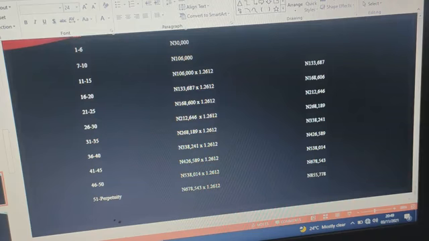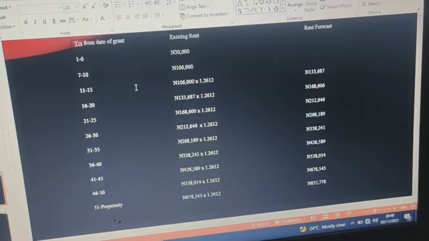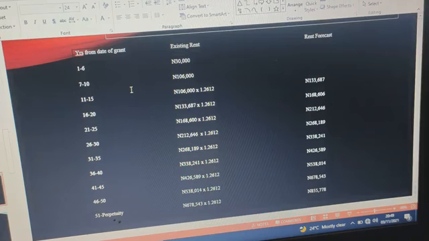Table 1. Years from date of grant, existing rent, forecast. 1 to 6: N30,000. 7 to 10: N106,000. 11 to 15: N106,000 x 1.2612 = N133,687. 16 to 20: N133,687 x 1.2612 = N168,606. 21 to 25: N168,600 x 1.2612 = N212,646. 26 to 30: N212,646 x 1.2612 = N268,189.